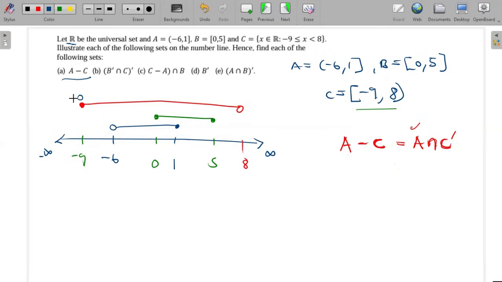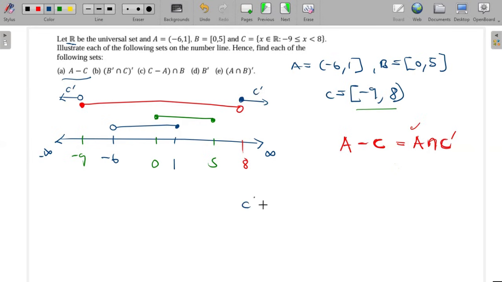Then it goes all the way to negative infinity on this side. On the other side, 8 is not in C, so it will be in C complement. It will be shaded in at 8, and then goes like this. So this here is my C complement.